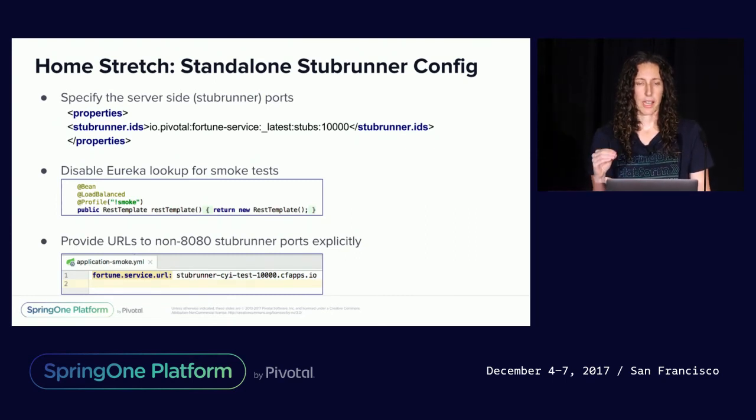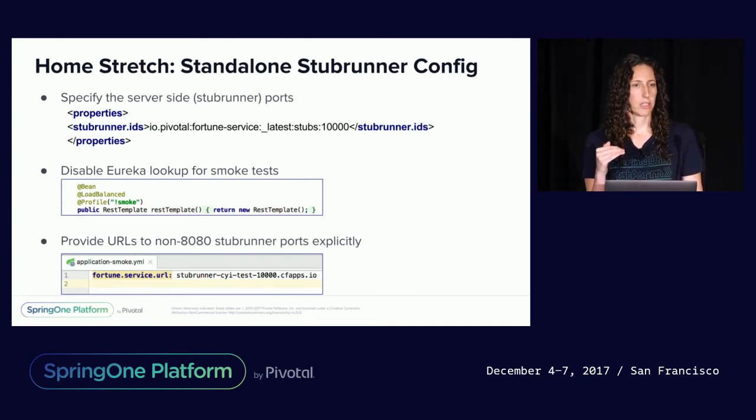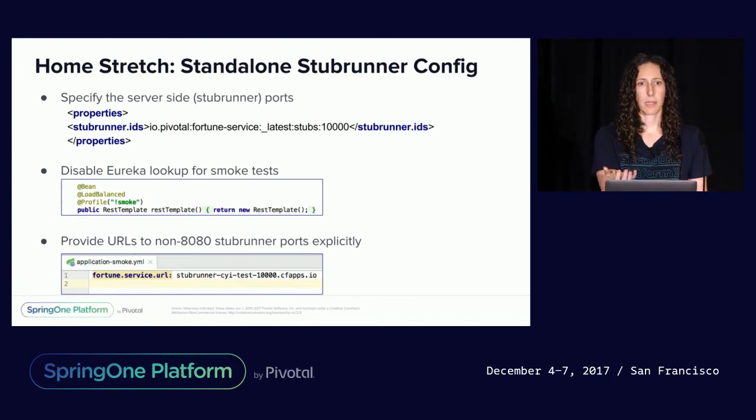So for the server side, inside of the POM file, for Fortune, you say, I want you to put Fortune service listening on port 10,000. Spring Cloud Pipelines is going to put this information in the environment variables of the Stubrunner app, so the Stubrunner app can put the right stub on the right port. Client side, Greeting cannot go to Eureka to get the address for Fortune. It has to go now to Stubrunner on this other port.